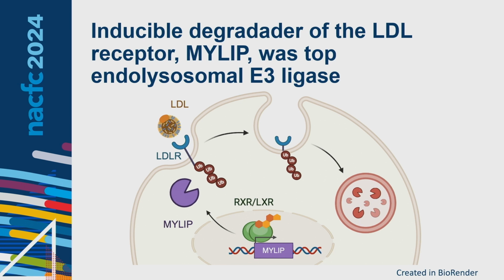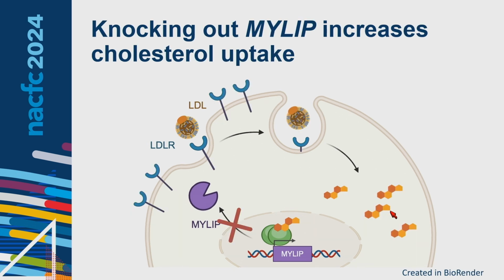So what happens is during periods of high cholesterol, oxysterols bind RXR and LXR transcription factors. They transcribe this E3 ligase, and this E3 ligase ubiquitinates LDLR, and then it gets degraded through the endolysosomal system. When you knock out MyLip, you have more LDLR, you can uptake more LDL, and therefore it increases your intracellular cholesterol levels.